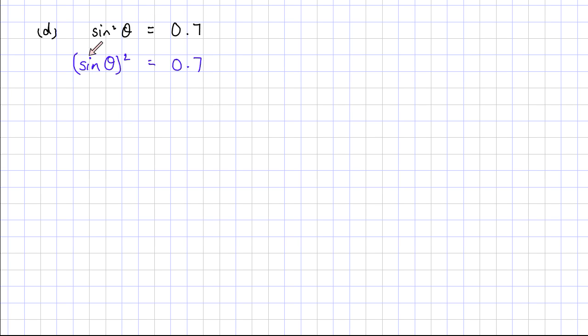So to just get sine theta on one side, I need to square root both sides. Now because it's an equation, if I square root this side, I need to say plus and minus. Okay, so I have this. Now I know that I need to do the inverse of sine. So theta is equal to, now I'm going to do it twice: inverse sine of square root of 0.7, and I need to do it again for the negative value.